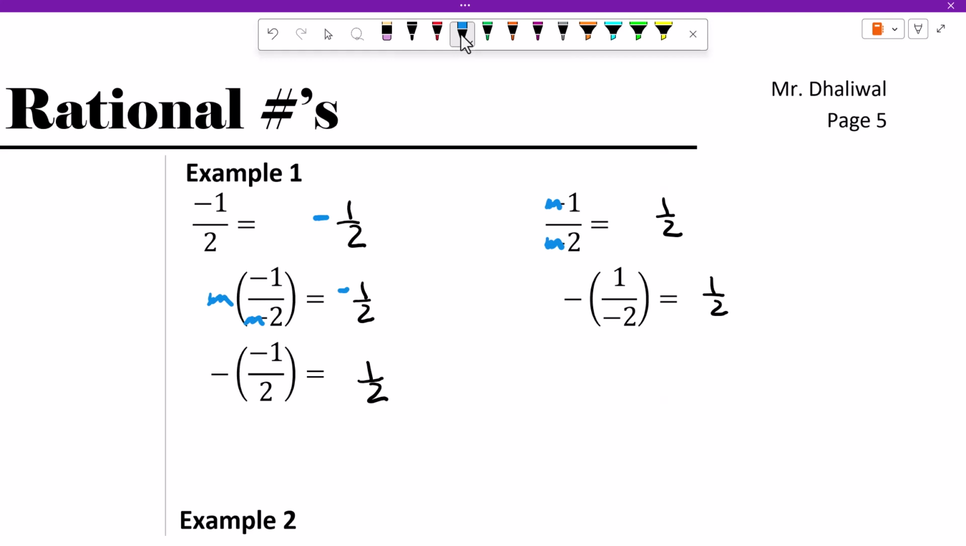Next one, positive or negative? Positive. These 2 cancel each other out. It doesn't change. And how about this? Positive. That's it.